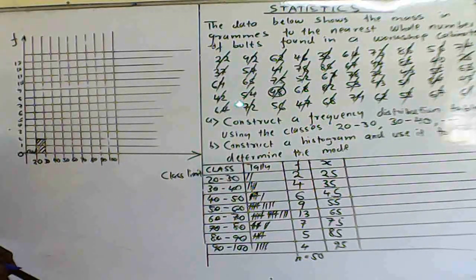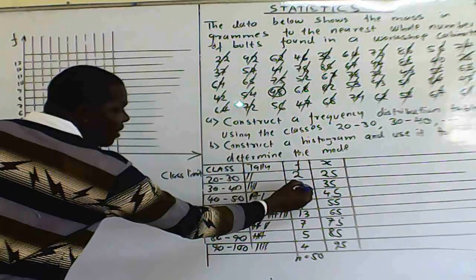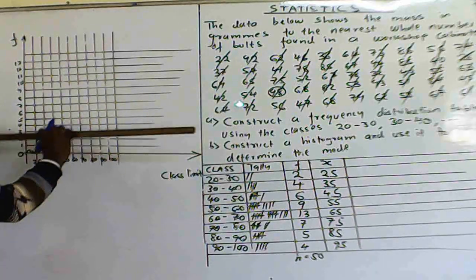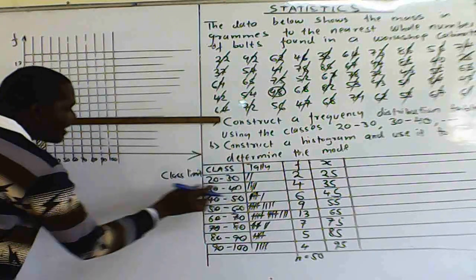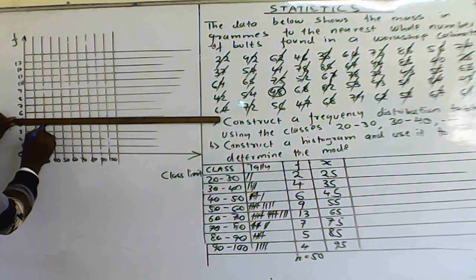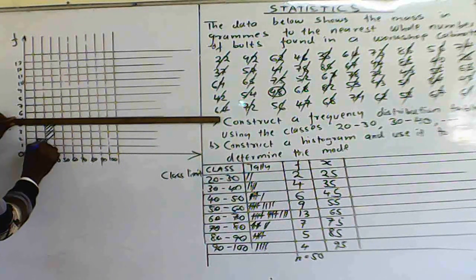Are we together? You go to the next one. When the frequency is 4, you go and start at 4. It is starting at 30 and ending at 40. Then the whole of that region.